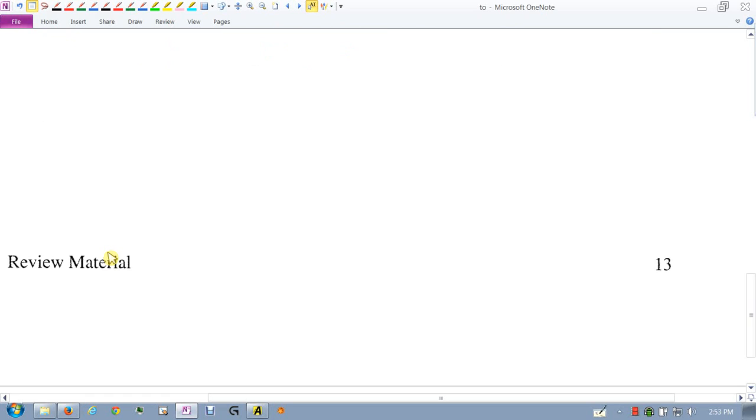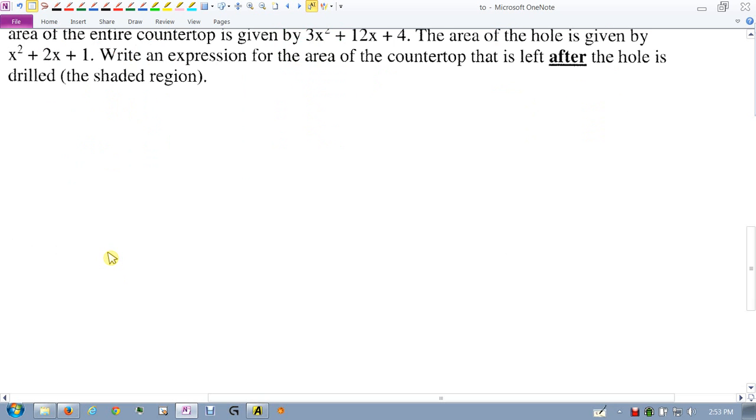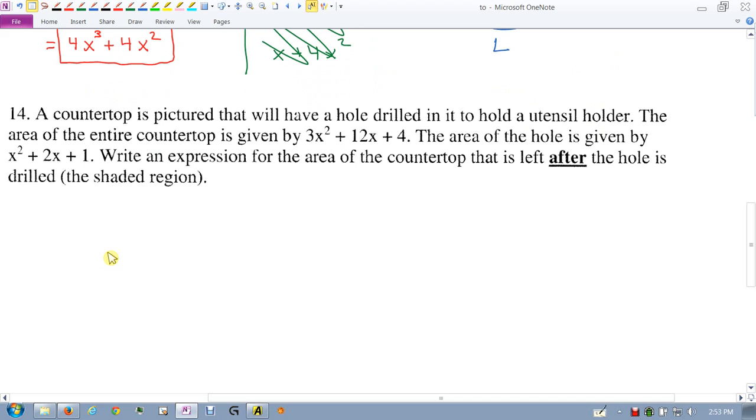Okay, what the heck is this? I don't see a picture. Is there a picture? A countertop is pictured. Is it on the next page? How are we supposed to do it? Okay, we'll picture it in our minds. A countertop is pictured that will have a hole drilled in it to hold a utensil holder.